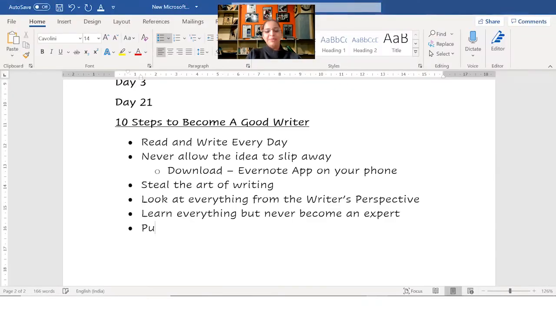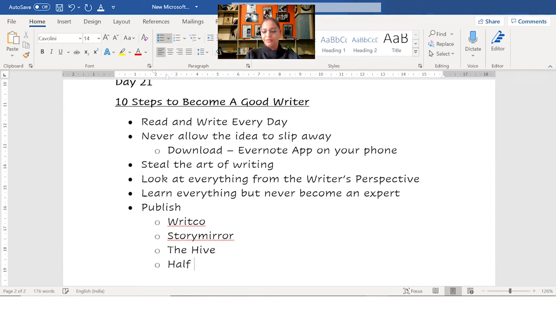Next thing is publish your work. Now, I do not mean that you should go to a traditional publisher and get yourself published. No, there are a lot of writing apps like Ritco, Story Mirror. They keep curating writing challenges. The Hive, this is a group on Facebook. Half-Baked Beans, right? There are a lot of these social media groups where they keep curating writing challenges. Participate in those writing challenges.